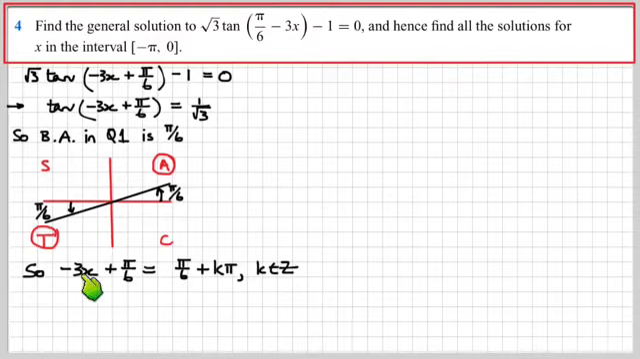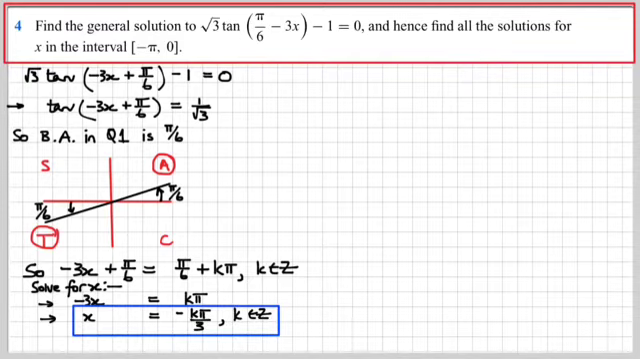Now what we've got to do is solve this for x. So let's subtract pi on 6 from both sides firstly. And we get that. Does that make sense? Yes, it does. Now we're going to divide by -3. And therefore x will be that thing. How marvellous.